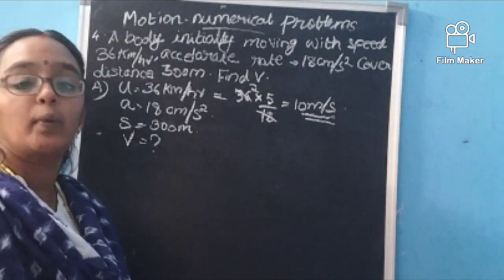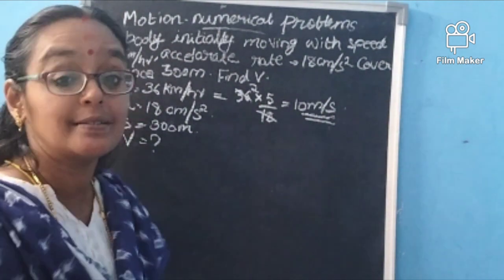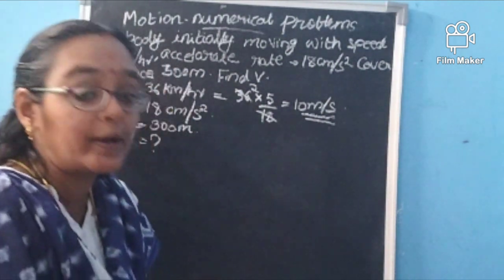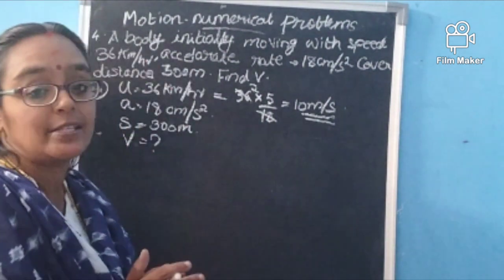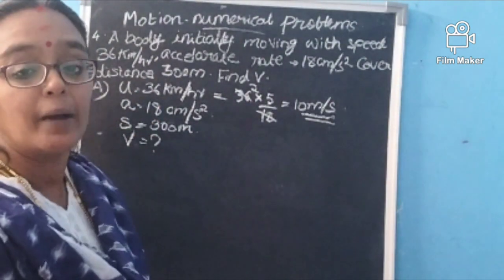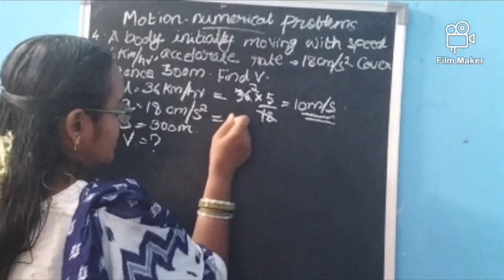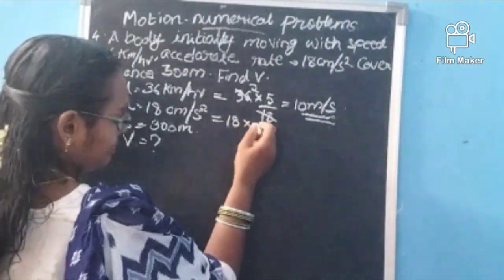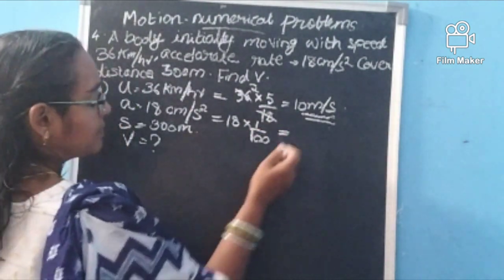So we should know one thing, that is 1 centimeter is equal to how many meters? Centimeter is a smaller quantity while meter is a bigger quantity, right? So 1 centimeter is equal to 1 by 100 meter, isn't it? So this can be multiplied with 1 by 100. So it is equal to 18 into 1 by 100 is equal to what, ma?